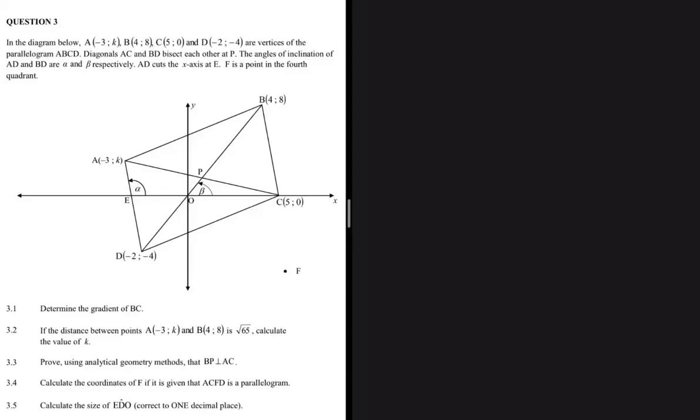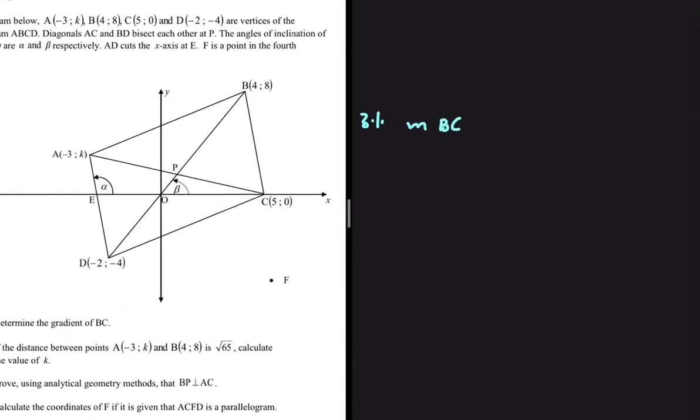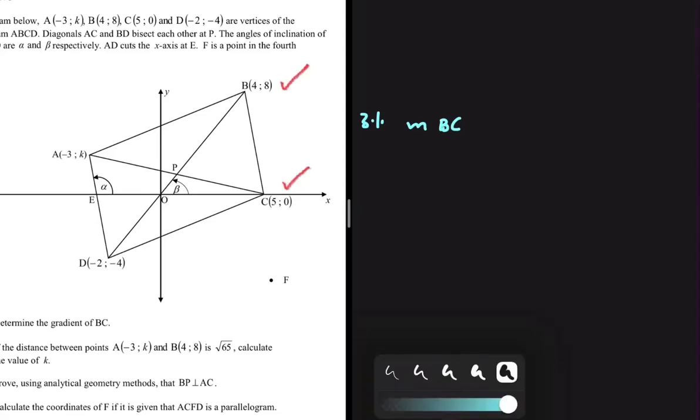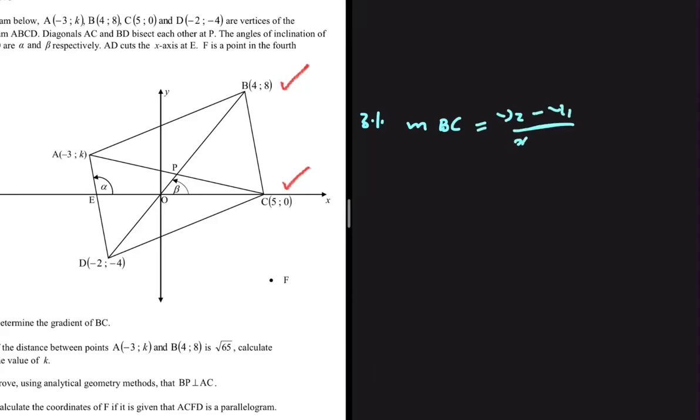The question starts off fairly weak with 3.1, just asking us to find the gradient of BC. So we are given all the coordinates of B, and we are also given the coordinates of C. So we're supposed to substitute directly, not trickery whatsoever. So the gradient of BC will be equal to y2 minus y1 divided by x2 minus x1. So let's take B as our second point.